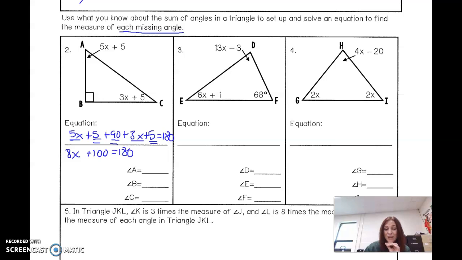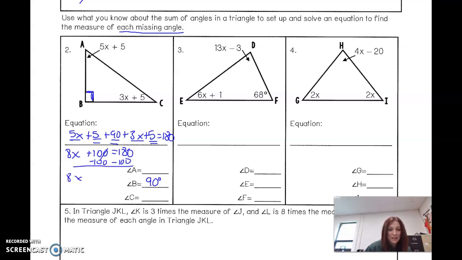But we need to find the measures A, B, and C. Good news, we know what the measure of B is. It's this little square thing here, right? That means right angle. So that's 90 degrees. Now we have to find A and C. The way to find A and C is we have to solve for x. So take this equation, use what we know about solving for x.